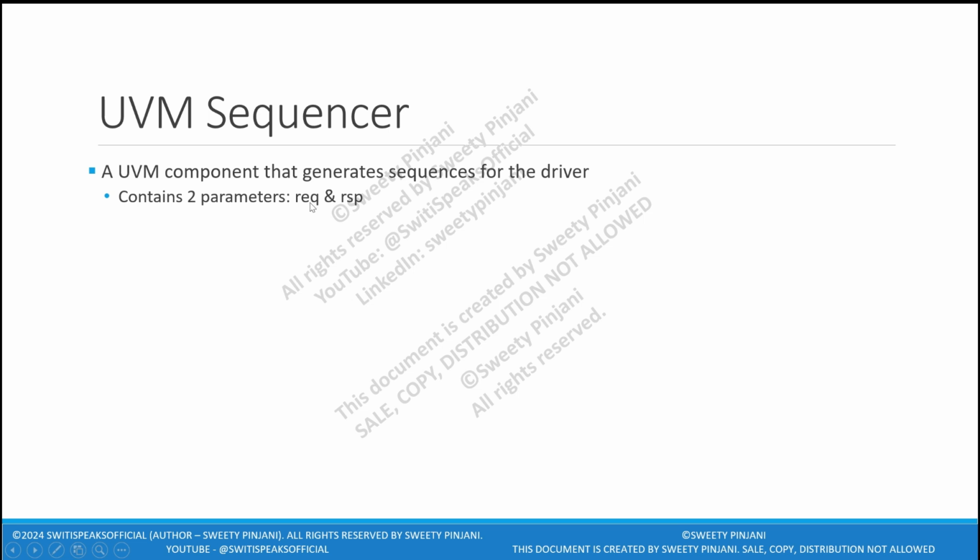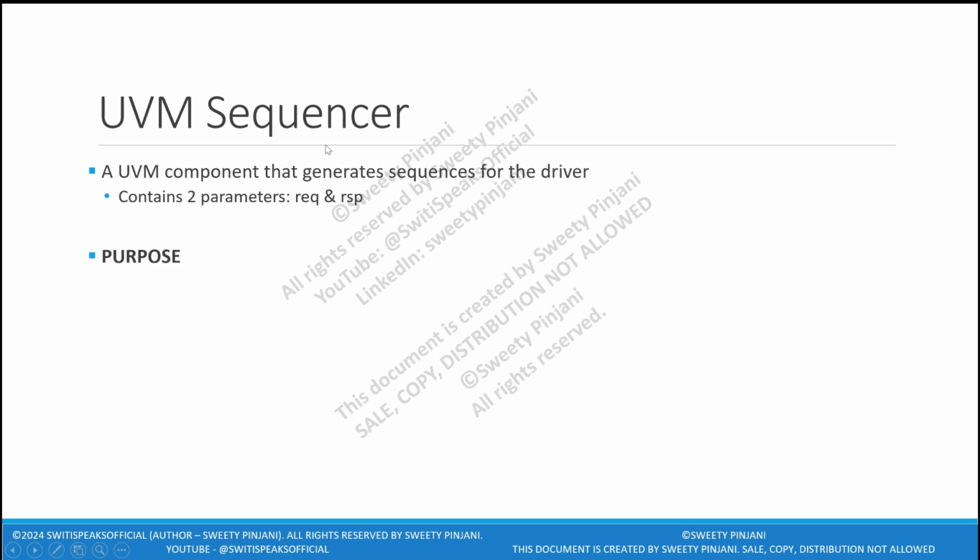Another important thing to understand is that request and response are objects. They are not components. Sequencer is a component and the parameters which are passed to the sequencer, which are request and response, are objects of type sequence item. We are going to learn about sequence item in detail in the upcoming lectures in this series. For now, remember that sequencer has two parameters. One is request, one is response. And request is mandatory, response is optional.